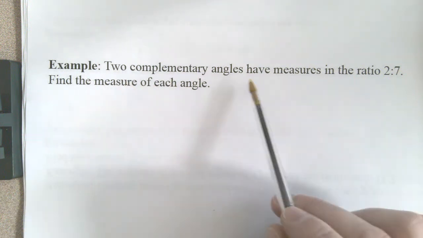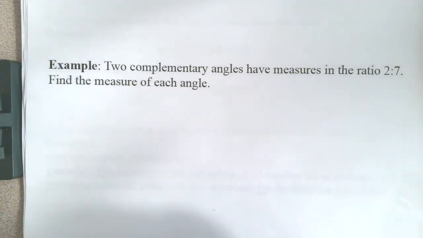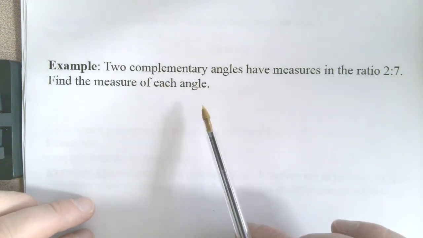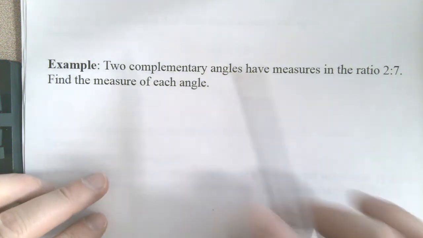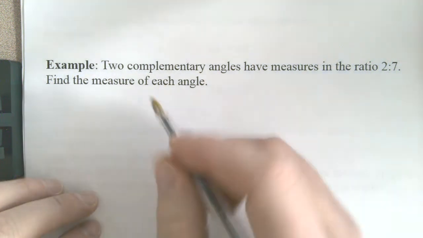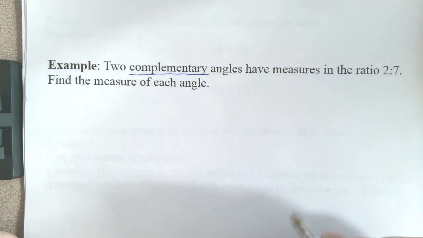It says two complementary angles have measures in the ratio of 2 to 7. Find the measure of each angle. Now, these ratio problems where we're dealing with the angles in a figure, or we're dealing with complementary or supplementary, we're basically going to create an equation to solve these. So the first thing is we have to know, what does the word complementary mean? Can somebody tell us what the word complementary means? Chloe?